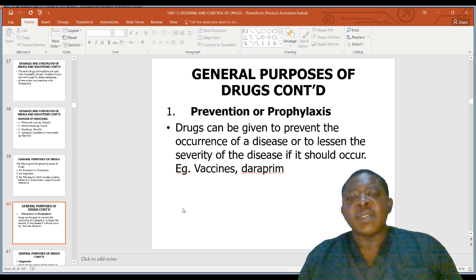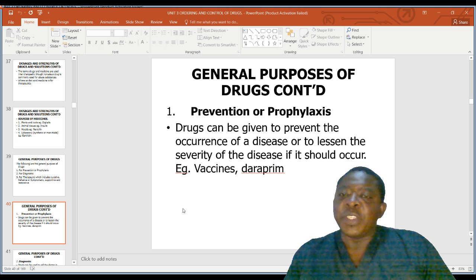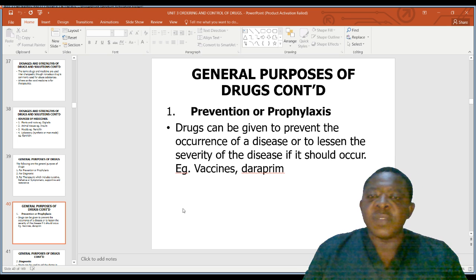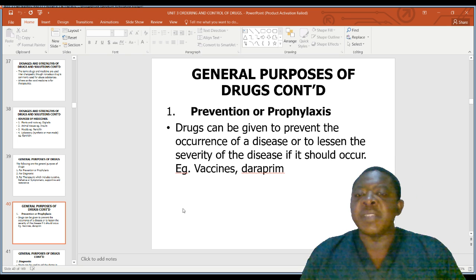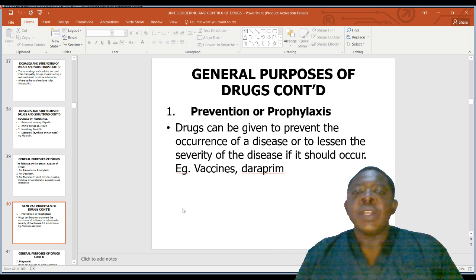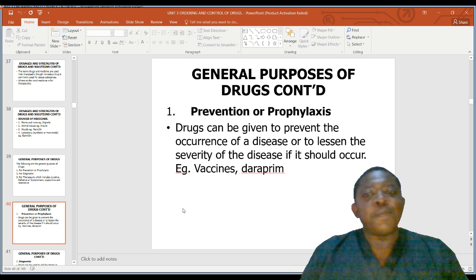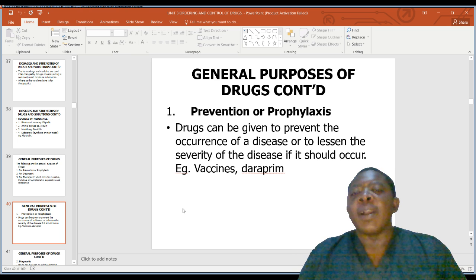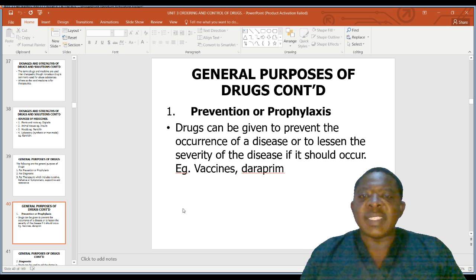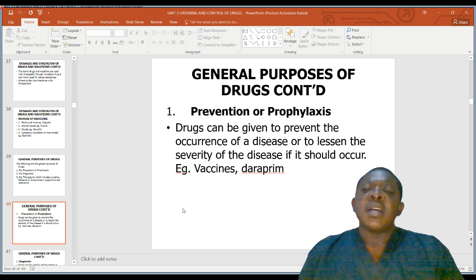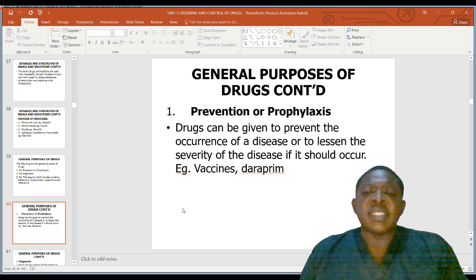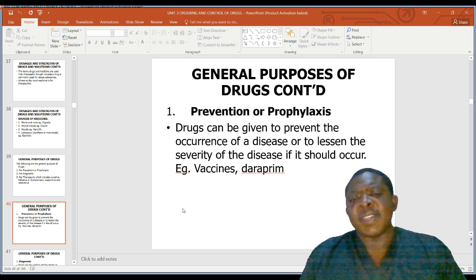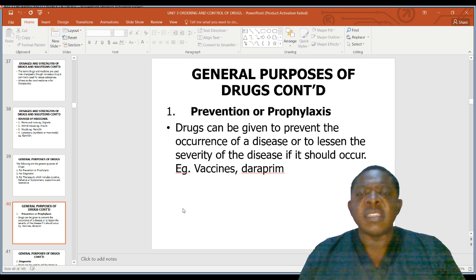General purposes also continue here, where when you talk about prevention or prophylaxis, what do we necessarily mean? Drugs can be given to prevent the occurrence of a disease or to lessen the severity of the disease if it should occur. Some examples of drugs given for prophylaxis are vaccines and Daraprim. Fansidar, for instance, is given for prevention of malaria as prophylaxis.